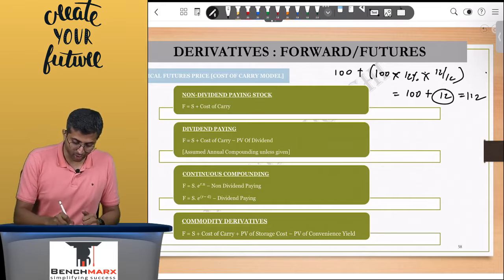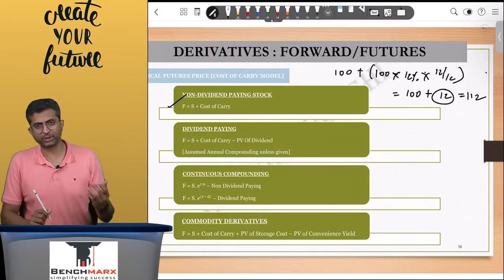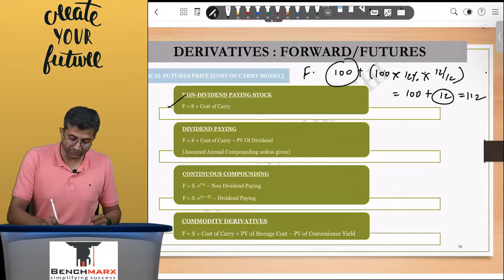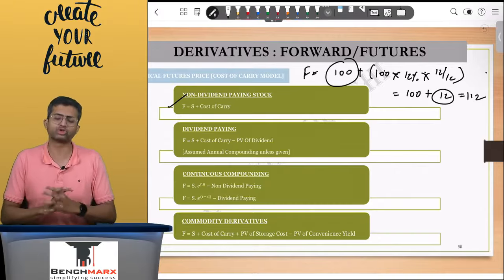So this is spot plus the cost of carry for a non-dividend paying stock. But if it is a dividend paying stock, remember the spot holder. So this will be the futures price. So we are saying that the futures price should be 112.